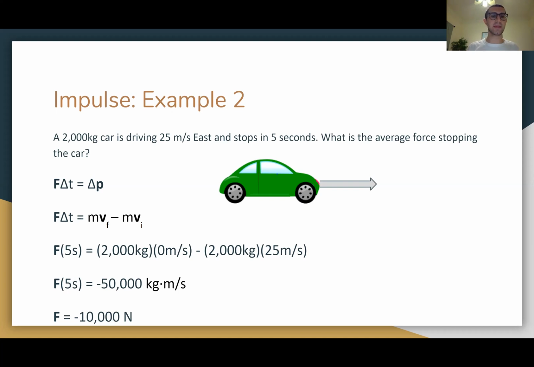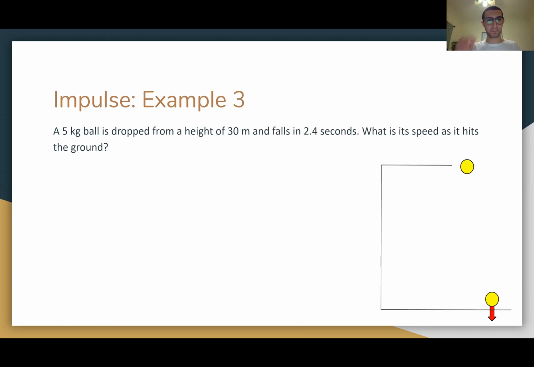Now, what does it mean to have a negative sign out front? That negative sign comes from the fact that we assign the positive direction to the right. In order to stop this car, we have to apply a force to the left. So that negative sign tells us that our force has to be applied in the direction opposite to the way the car is moving. All right, let's do out one more example.